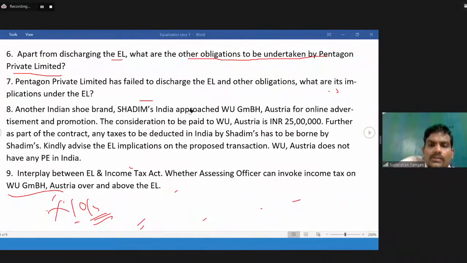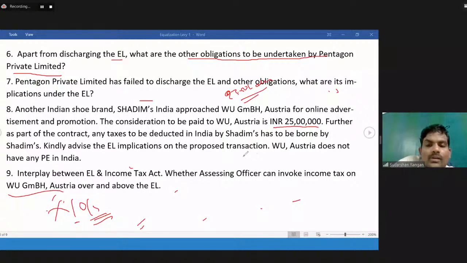Hema, look here. See this 25 lakhs is the agreement entered between Shadim India and the Austrian guy for online advertisement. So now the Austrian says, last time I did a similar transaction with Pentagon, these guys deducted 6%. So I only got 23.5 lakhs. So they are very smart now. They are saying, no, pay me 25 lakhs. Any taxes in India, whatever name called, you bear it. This is what we call legally grossing up.